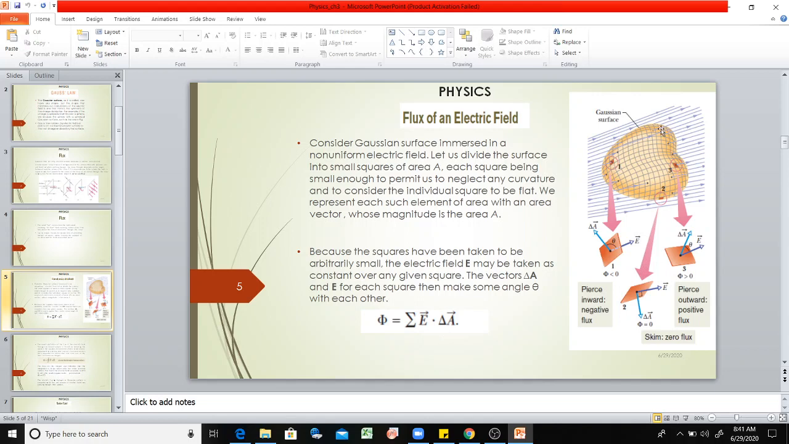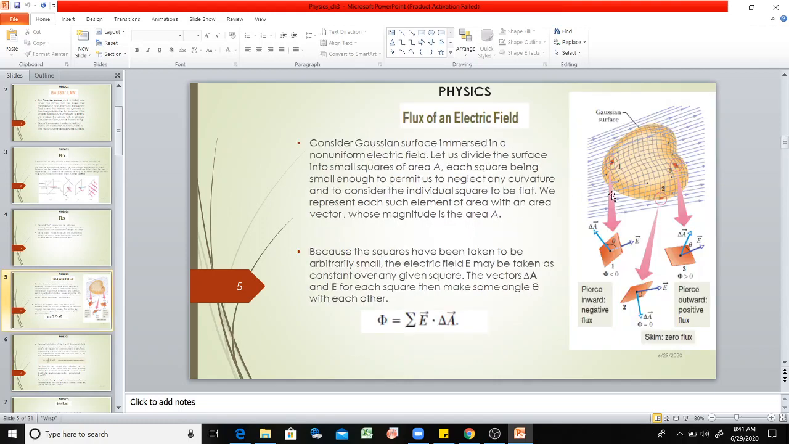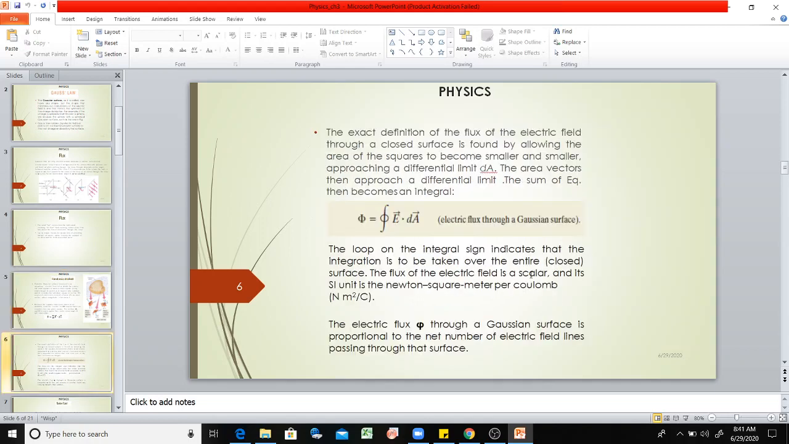We break the surface into small patches, small mesh. We break it into mesh with a very small unit size. So we add the flux from every small patch, and then finally we add it up using a mathematical technique, that is integration. So phi is equal to the closed integral of E dot dA. So we integrate it over the whole closed surface and we calculate the value of the flux.